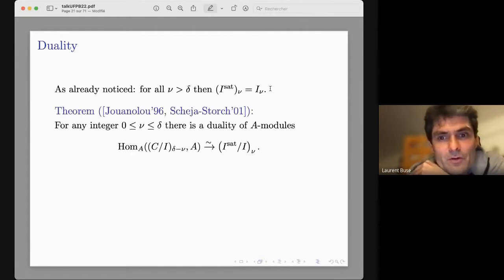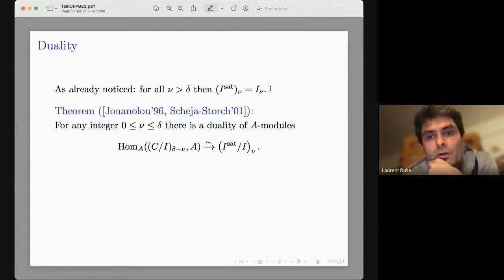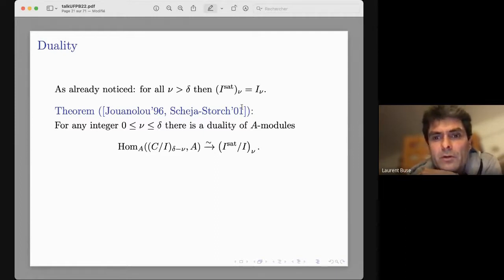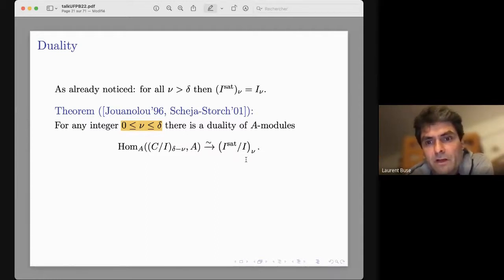So what happens below? This is a theorem that is due, I think, to Jouanolou in 96, and also Chardin and Storch, I think, independently. In 2001, there is a nice paper on that. And they prove the following. So now we look at what happens in between 0 and delta. They prove that you have an isomorphism of A-modules. I recall that A is the ring of coefficients of the forms. You have this isomorphism that tells you that the graded component of I^sat mod I is controlled by the dual of C mod I in degree delta minus nu.